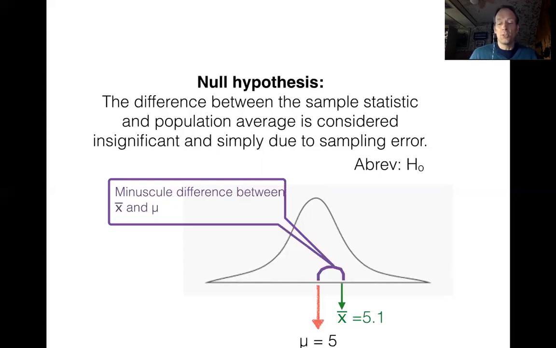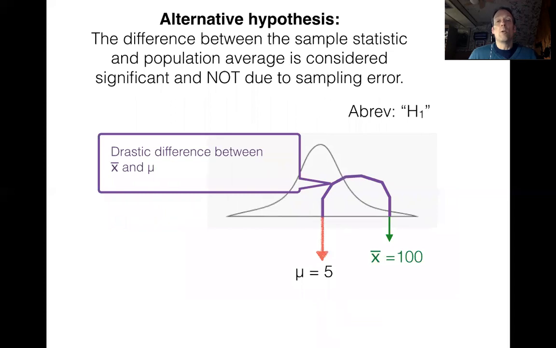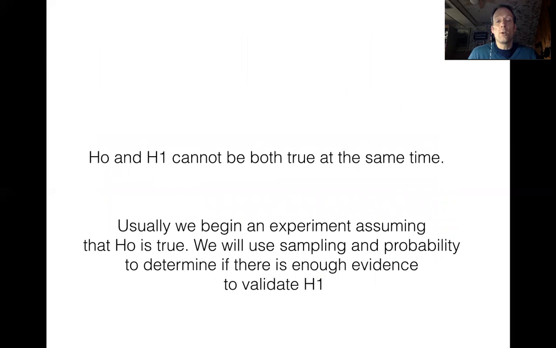So if that's the null hypothesis, what's on the opposite side? That's going to be what we call the alternative hypothesis. And the alternative hypothesis is abbreviated as H1. And it says this time the difference between the sample statistic and the population average is so large that we can't just attribute it to sampling error anymore. And it's letting us know that the initially reported population average must be a lot higher than what everybody else thinks it is.